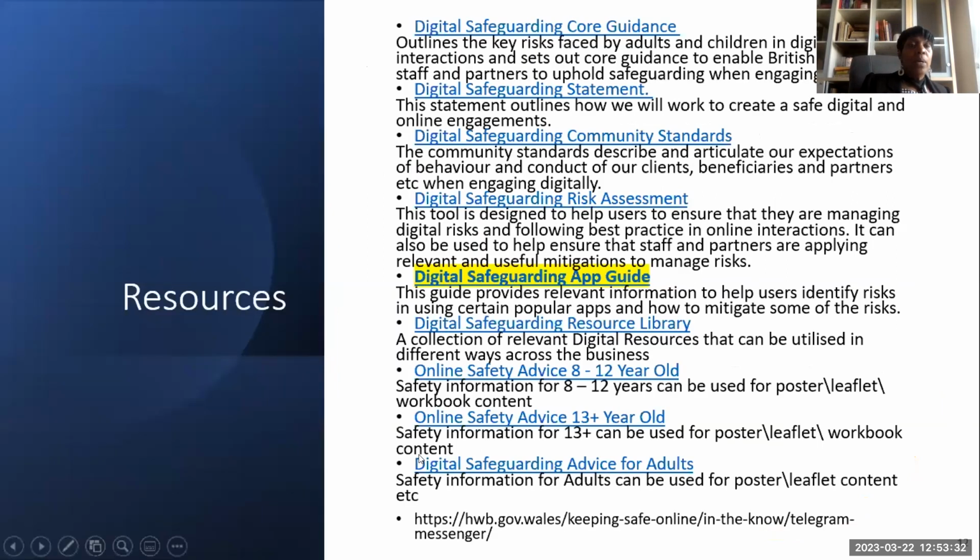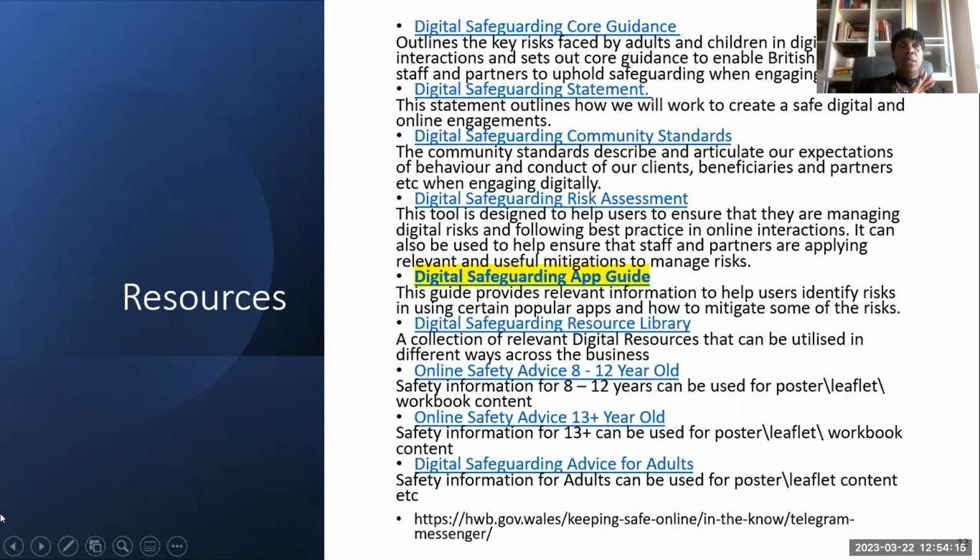Just moving on to resources. We've been mentioning that we've developed and designed a number of resources. Just recently we've commissioned a team of experts to work alongside us to develop resources that will help ensure that we are all kept safe whilst online. This is a list of some of the resources that you can access via our intranet page. We've highlighted the digital safeguarding apps guide, because that's something Steve said he really wanted us to speak about.